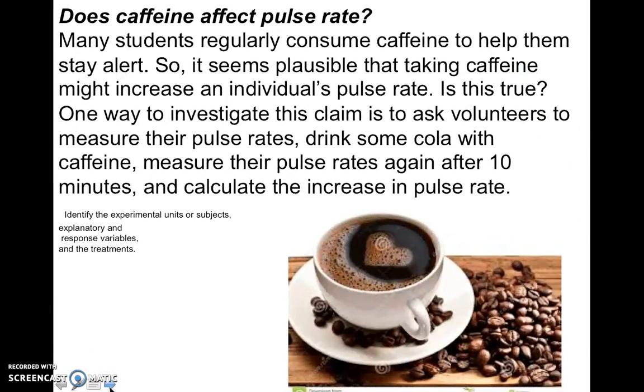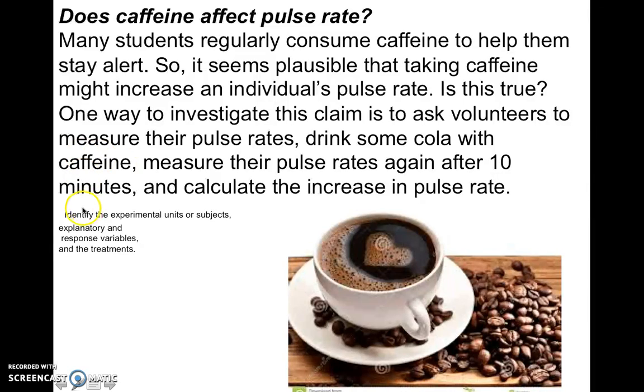The next example we're going to look at is, does caffeine affect pulse rate? So again, many students regularly consume caffeine to help them stay alert. So it seems plausible that taking caffeine might increase an individual's pulse rate. Is this true? So we did a study. One way to investigate this claim is to ask volunteers to measure their pulse rates, drink some cola with caffeine, measure their pulse rates again after 10 minutes, and calculate the increase in pulse rate.